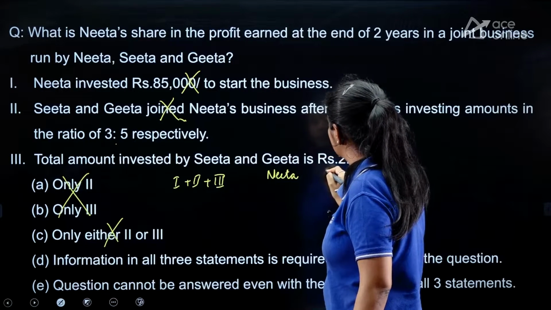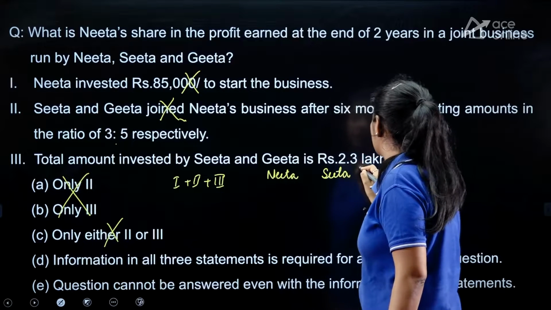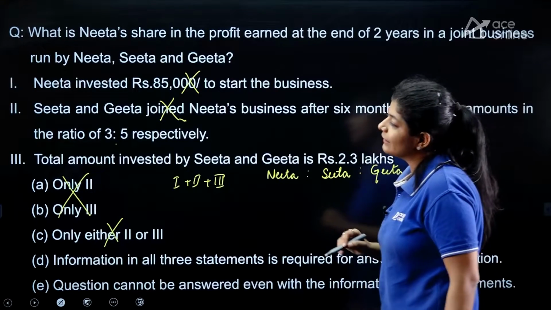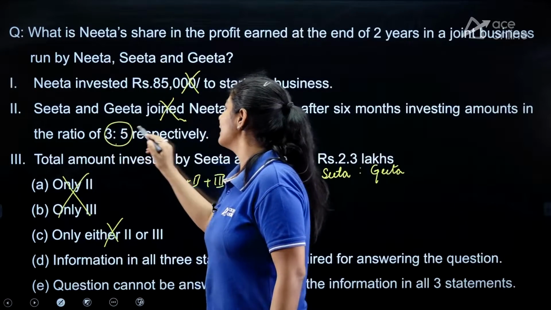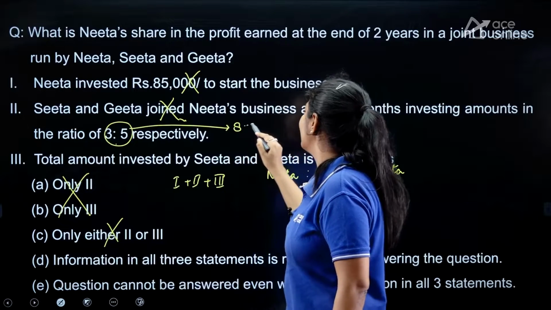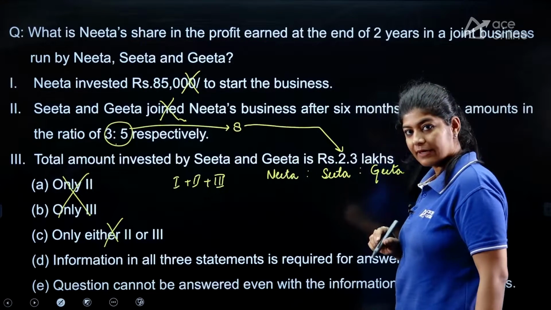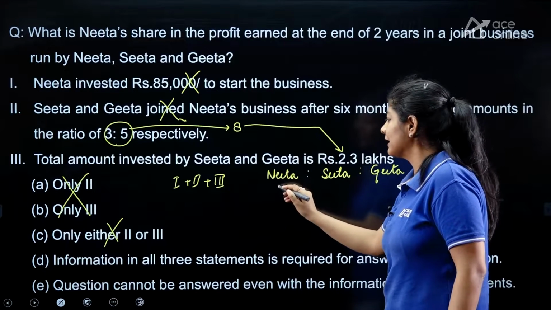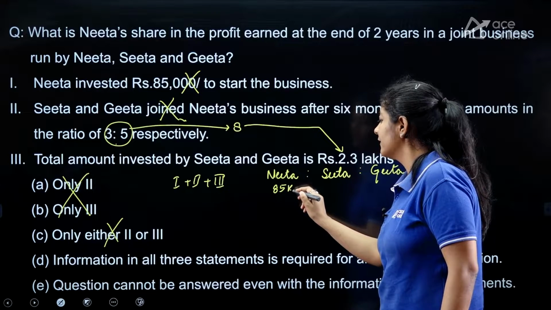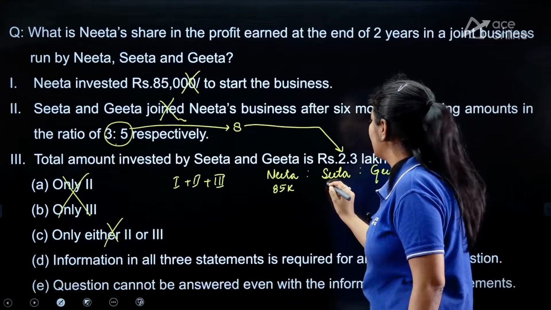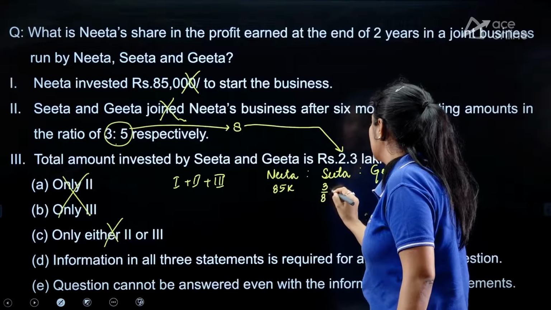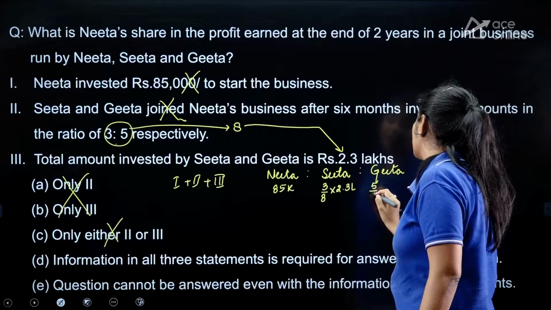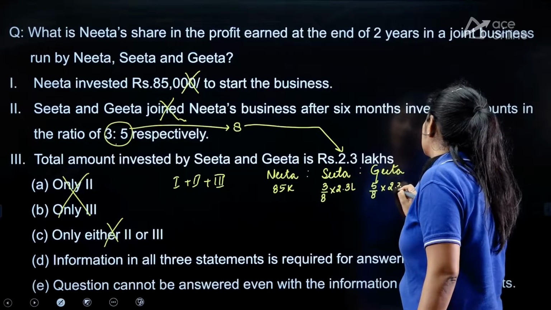Neeta, Sita and Geeta. So here the total amount invested by them is on the multiple of 8, and the value of 8 is nothing but this one. So can we define the values? Yes, we are getting the values. Here we are getting 85, and here we are getting 3/8 into 2.3 lakhs, and here we are having 5/8 into 2.3 lakhs.